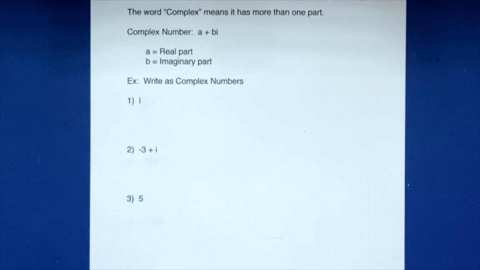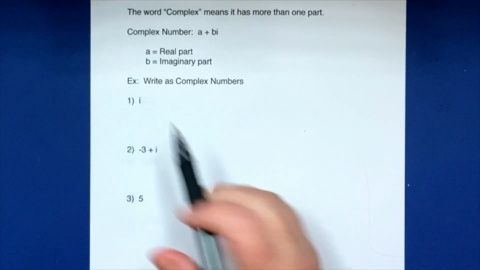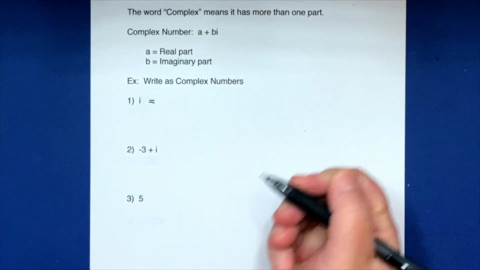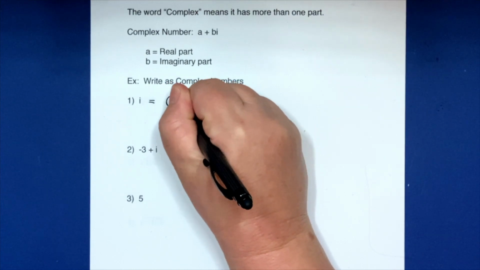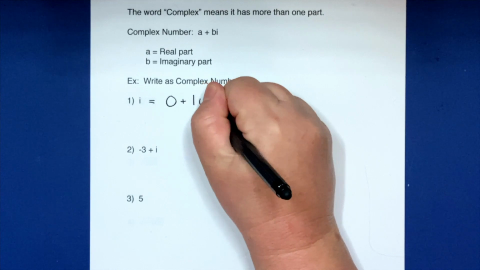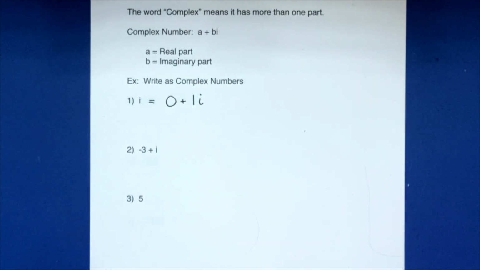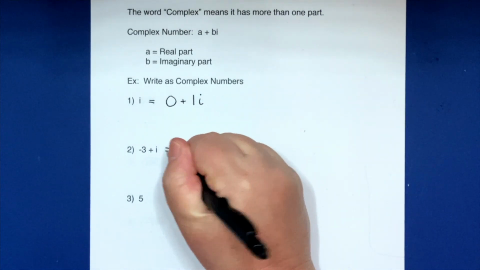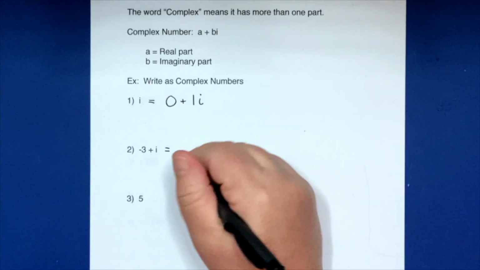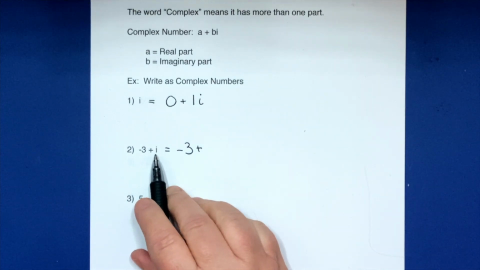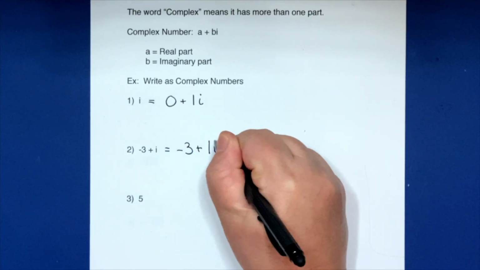So if we just have the letter i, the imaginary constant, that means you have 0 for your real part and 1 i. In the second example, my real part is -3. And again, I have i here, so I'm going to write 1 i.